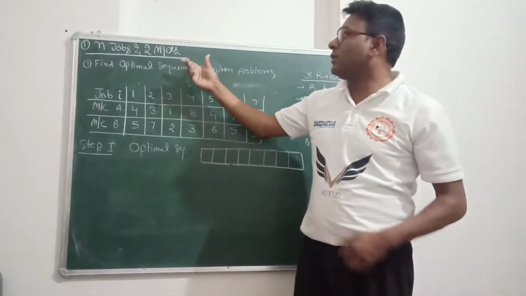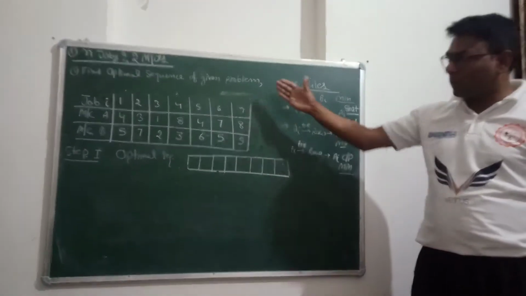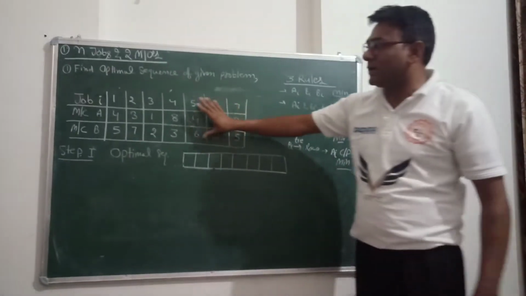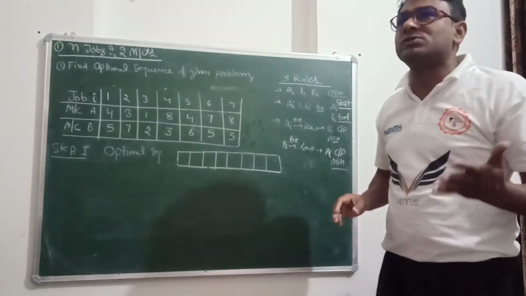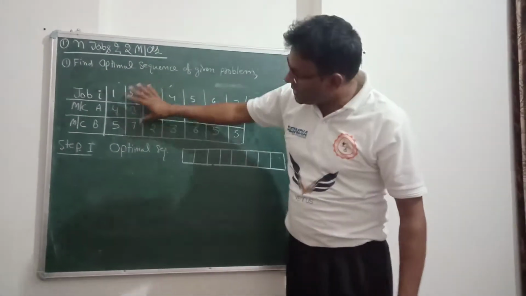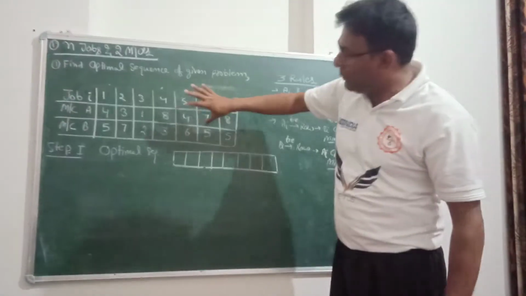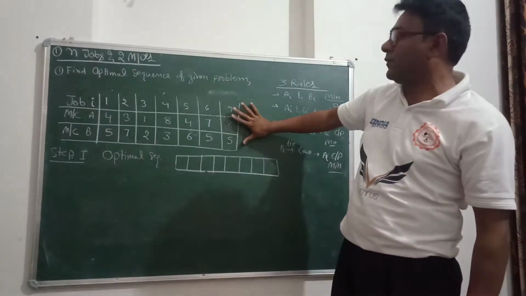Okay, now for understanding the different rules and how to solve the problems, we are using this simple type of question. Almost all the rules which are to be used in any n jobs and two machines problem will be used in this particular type of problem.